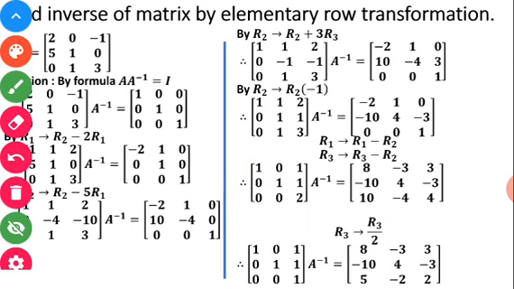Divide by 2. That's why I'm dividing by 2. So what will happen if I divide by 2? 0 by 2 is going to become 0 only. This 0 by 2 is 0, this 2 by 2 is 1. Same way here, 10 divided by 2 is 5, minus 4 divided by 2 is minus 2, 4 divided by 2 is 2.